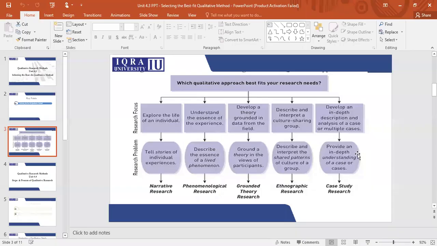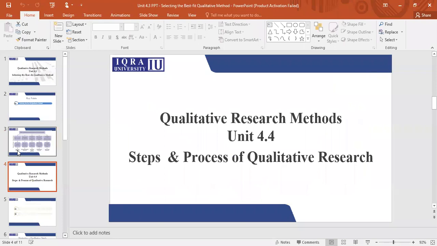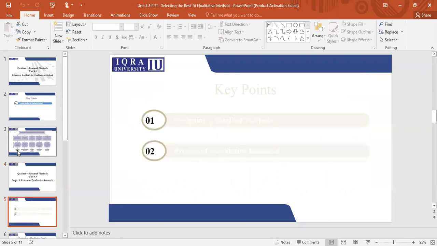So in the case study research, you might be investigating one case or exploring one case. In that case, you would be exploring an issue in a particular context or in a certain time period, or you might be comparing two or three cases together. So in Unit 4.4, we will be discussing the steps or the process that you will take up to complete your qualitative research.